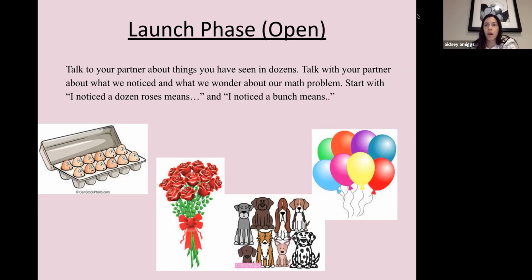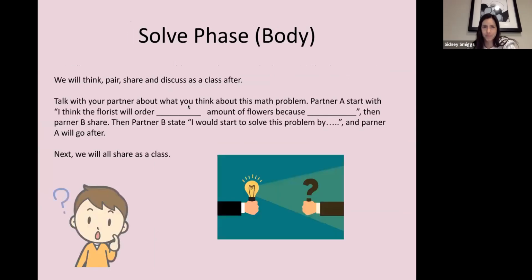So we're setting them up to be able to have this English discussion about this math problem and get into what they would notice and wonder about it, and get them thinking deeper about what might come up as a question in the future. And then starting them off with, I noticed a dozen roses means, and I noticed a bunch means, so they're for sure talking together about what those mean, because that's a big part of this problem. And if they don't know what those mean, they're not going to be able to move on from the problem. I don't know why I keep saying program.